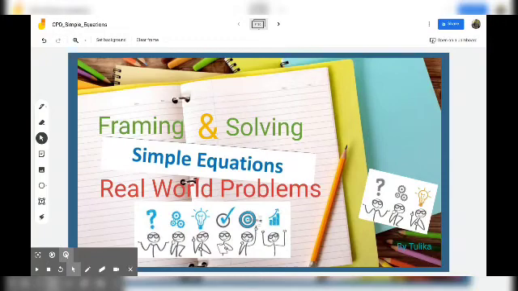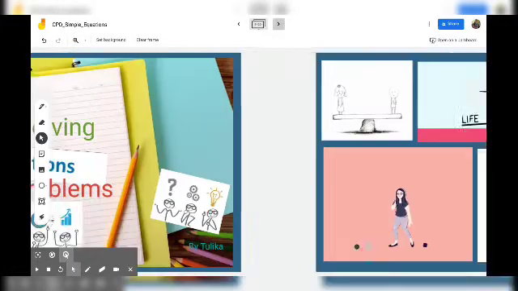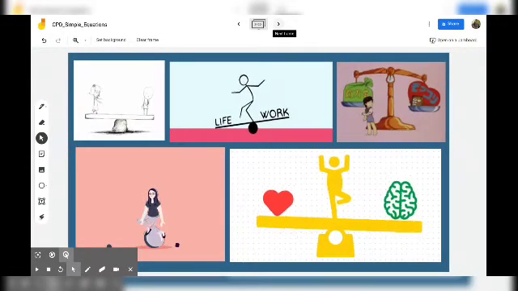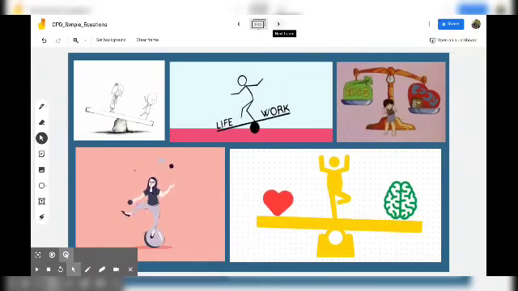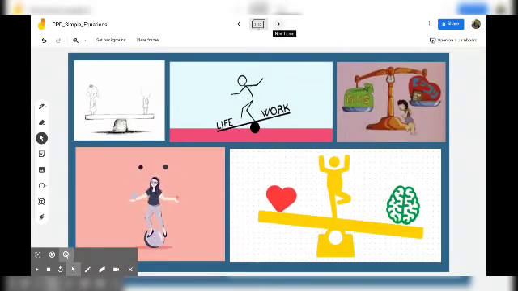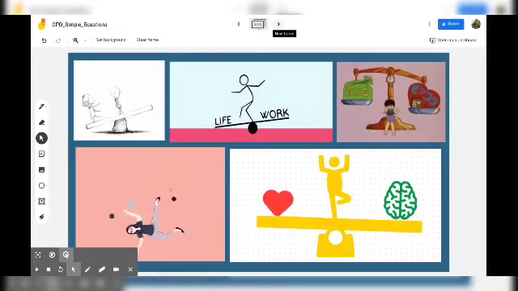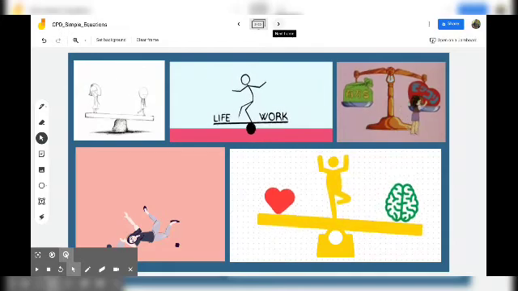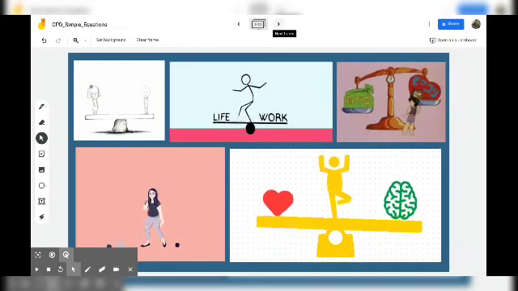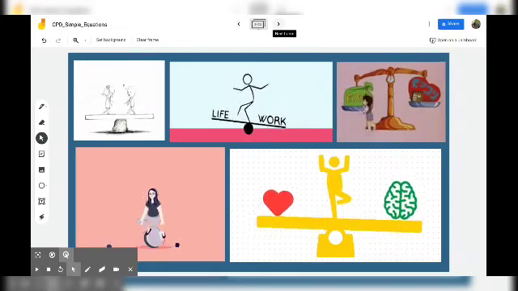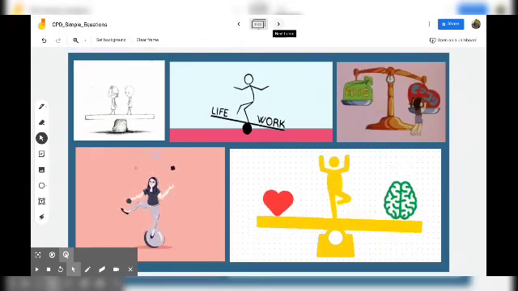Hi, in this video, we will learn how to frame and solve simple equations involving some real-life situations. Nature always strives for balance, and so do we. Almost any situation where there is an unknown quantity can be represented by a simple equation, like figuring out income over time, calculating certain age of people, predicting profit, and so on.